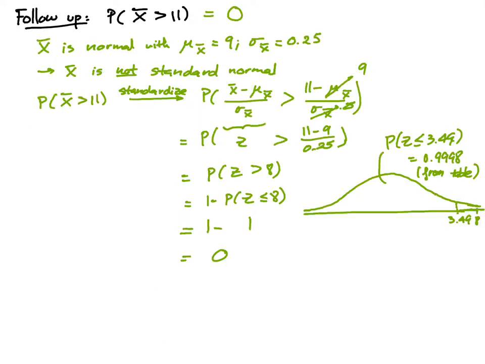In this problem, you're being asked for the probability that x bar is greater than 11. So the variable of interest here is x bar, and because you're being asked about x bar, you want to standardize using the mean of x bar and the standard deviation of x bar. Notice that these are two very different variables, and the answers you get are also very different.